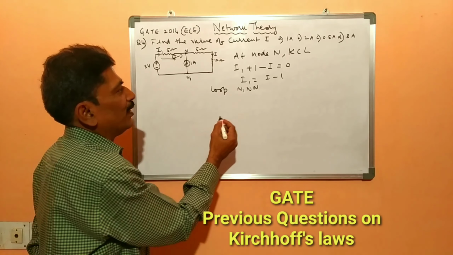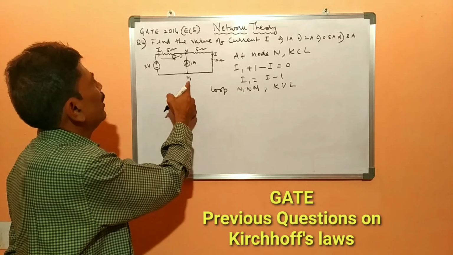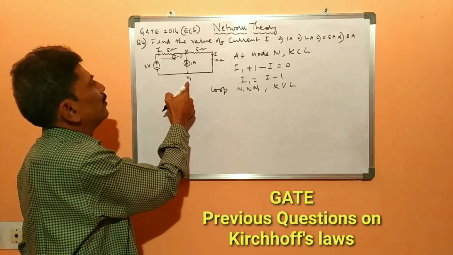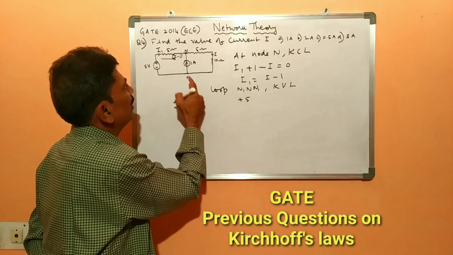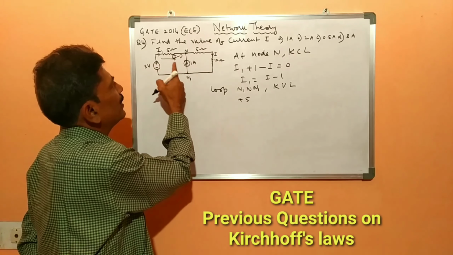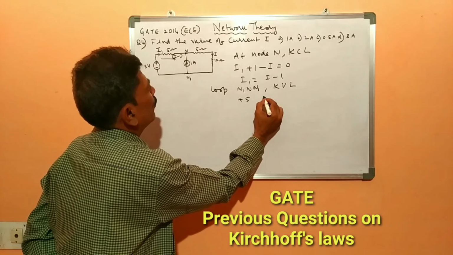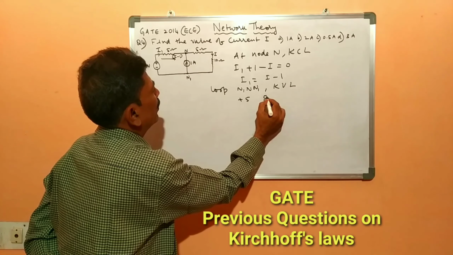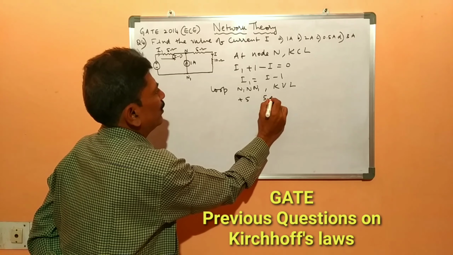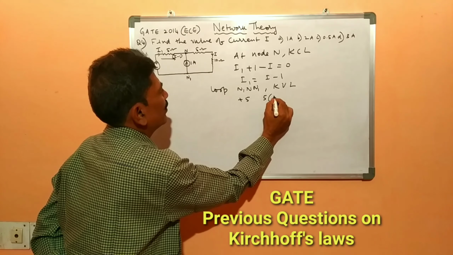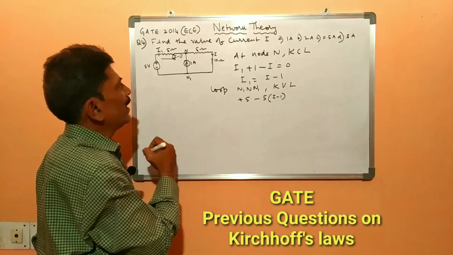Let us apply KVL now. KVL to this loop, N1 to N. There is a rise in potential, let plus 5 volts, and we are moving in the direction of current, and there is a drop across this branch. What is the drop? 5 into I1, which is nothing but I minus 1. We are moving in the direction of current, so the sign of this drop should be minus.